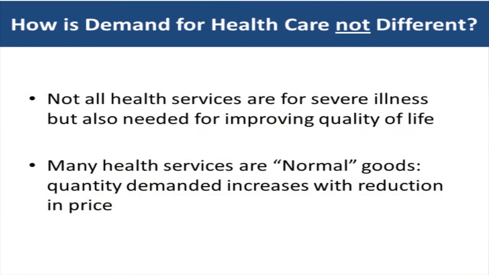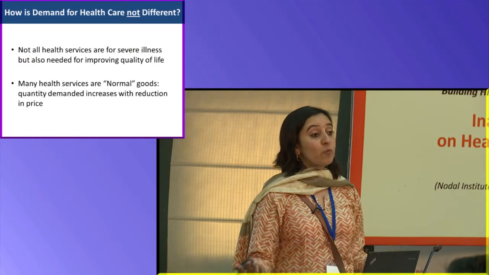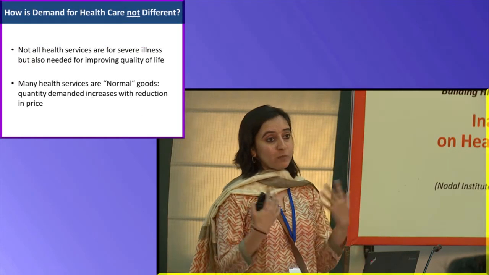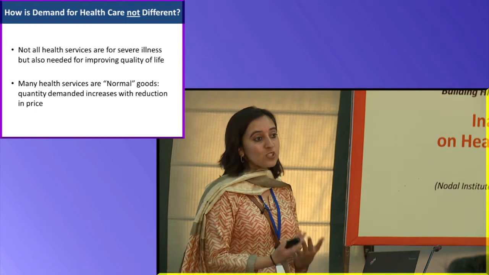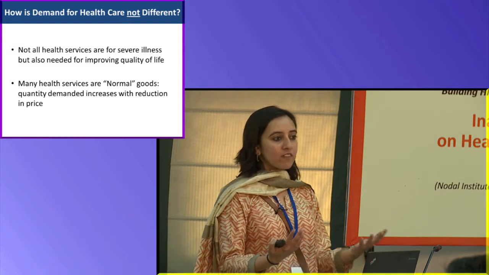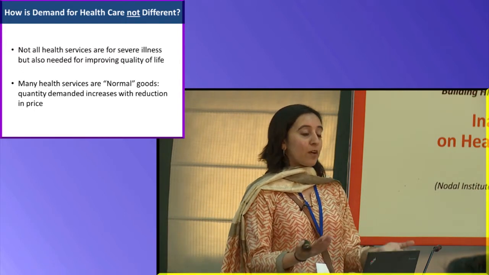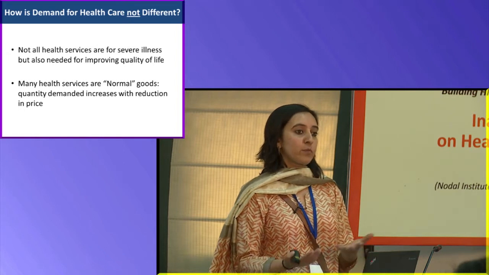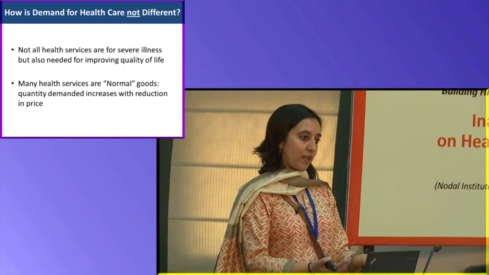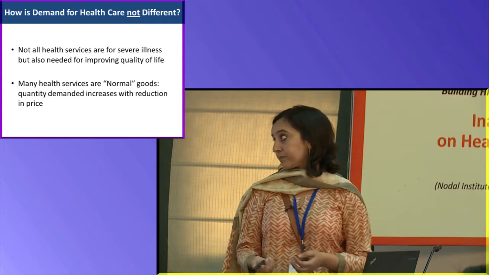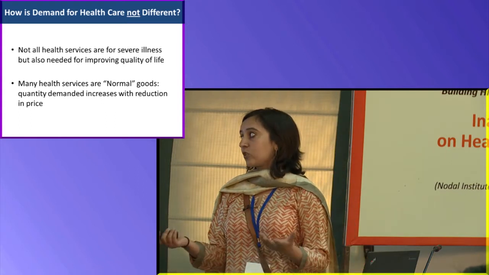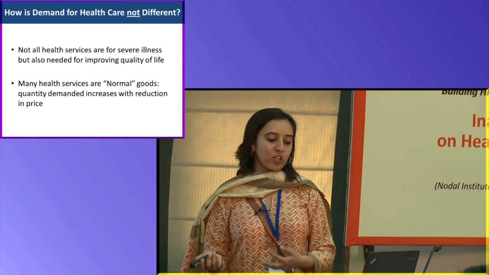Having said that, there are also some services which are probably exactly like any other normal good, like food. I may want glasses to improve the quality of my reading, or my dentist told me the other day that I need braces because my teeth don't look good, or something like that, right? So again, these are things that I could live without. They're not essential, but I would possibly pay for them, and I would want more of them if the price for those is less. So in that sense, they are also what we call normal goods.